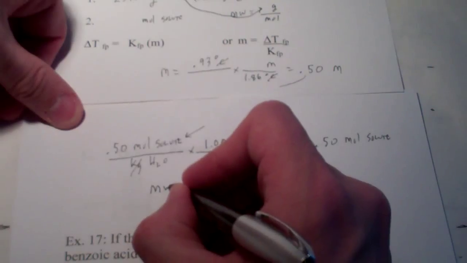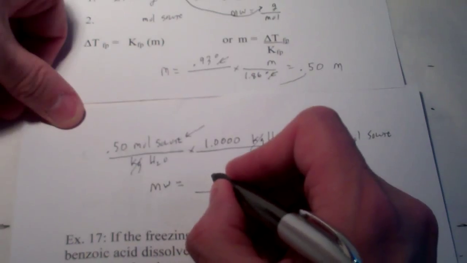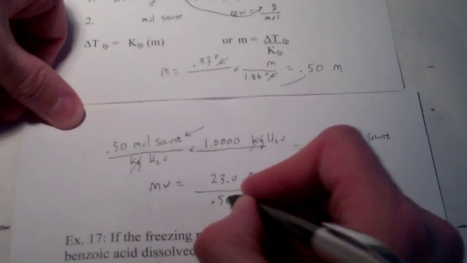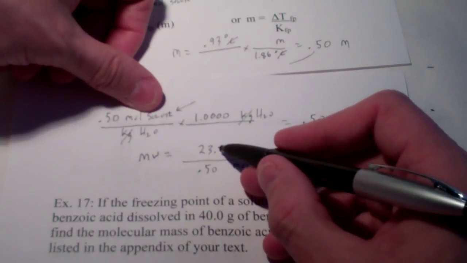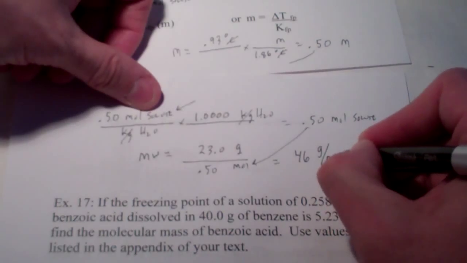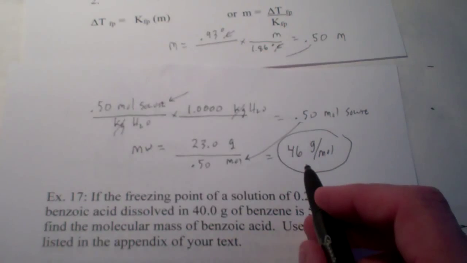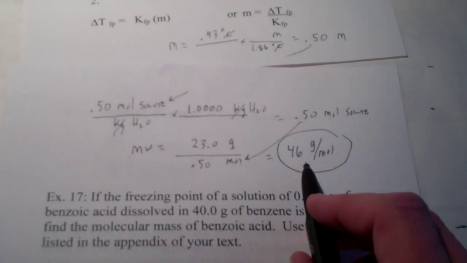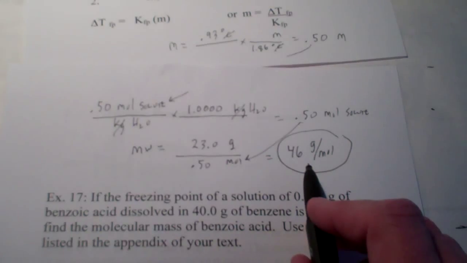So now we can find the molecular weight, which is grams divided by moles. My grams, remember, was 23.0, and my moles I just solved for, 0.50. So, do we need a calculator for this? I don't think so. 23 divided by 0.5, rounded off to 2 sig figs, is 46 grams per mole. So my solute has a molecular weight of 46 grams per mole. Sort of interesting when you think about this, that you can find the molecular weight of a solute simply by finding out how much it depresses the freezing point of water.